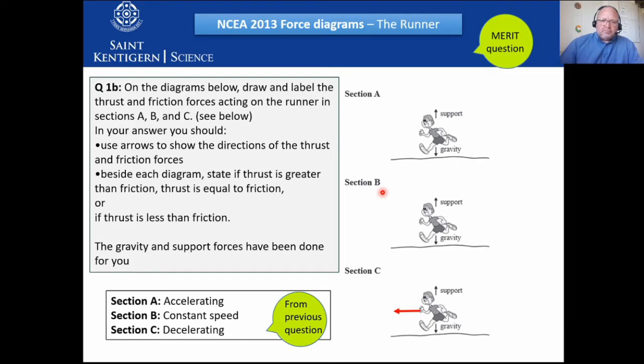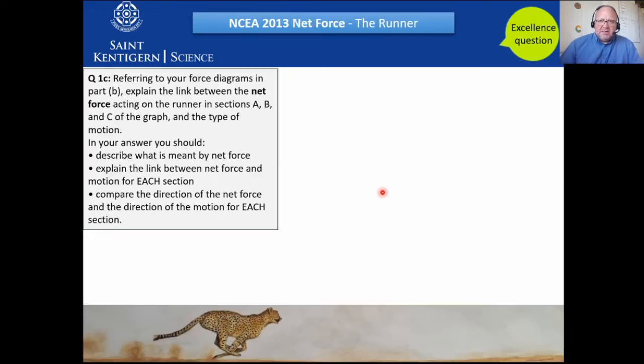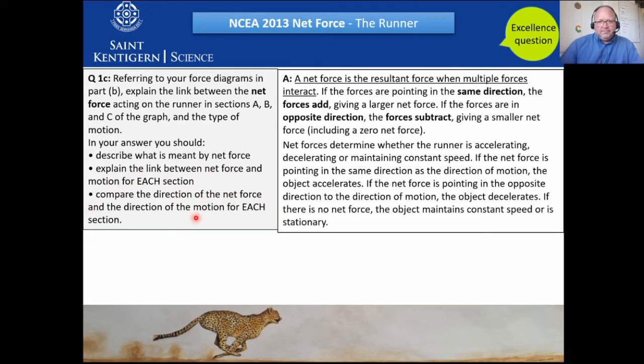So section A was acceleration, we've just looked at that. Section B constant speed, and then deceleration. Referring to your force diagrams in part B, explain the link between the net force acting on the runner and the type of motion. So you need to then say in your answer, describe what is meant by net force, explain the link between net force and motion for each section. That's when we say the net force is greater against motion or with motion, or there's no net force. Compare the direction of the net force. And this is for excellence, so it's really not that difficult.